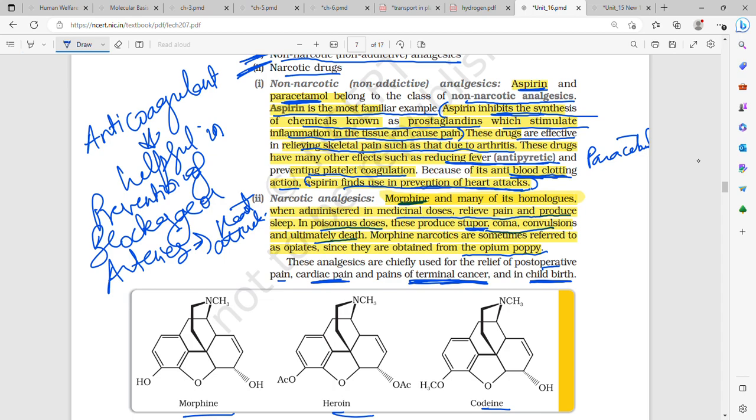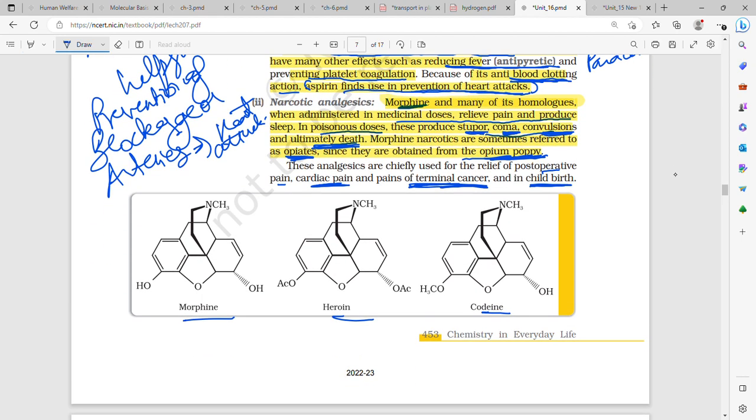Stupor is a state of paralysis kind of, then coma, convulsions and ultimately death. Morphine narcotics are sometimes referred to as opiates. Why? Because they are obtained from the opium poppy plant.